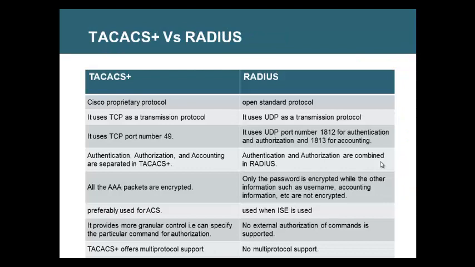So these are some differences between TACACS versus RADIUS. TACACS is Cisco proprietary, as I said. RADIUS is an open standard protocol. TACACS is TCP, RADIUS is UDP. And see the port number for TACACS, 49 TCP. 49, easy to remember, right? And even the UDP port numbers for RADIUS are easy to remember.